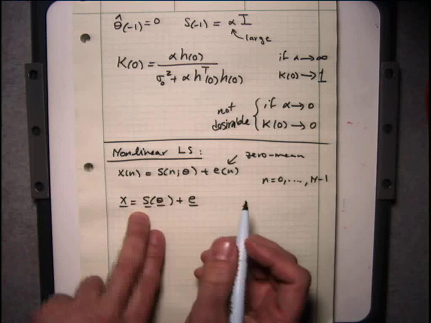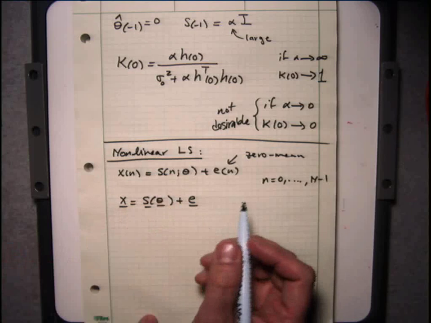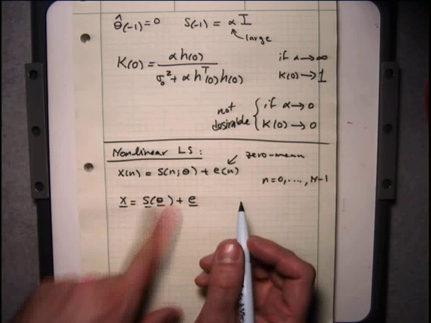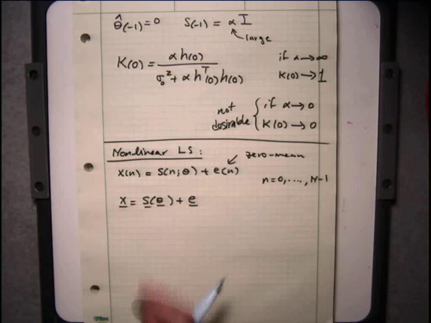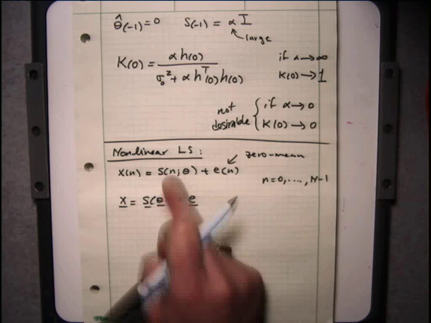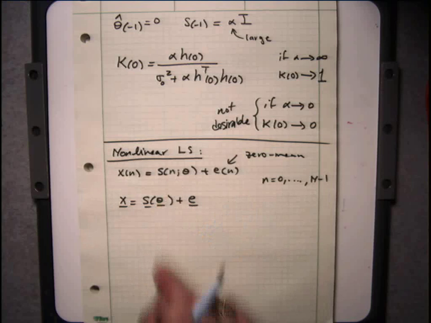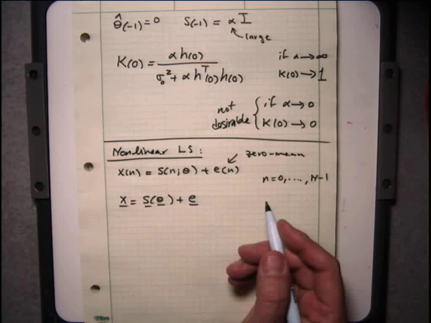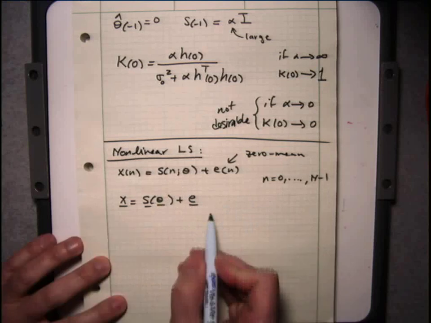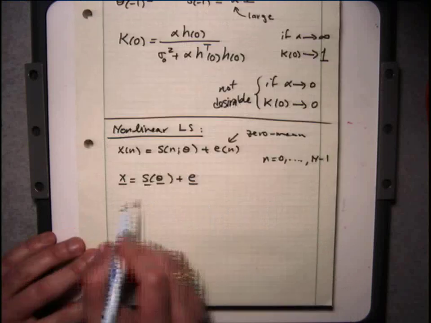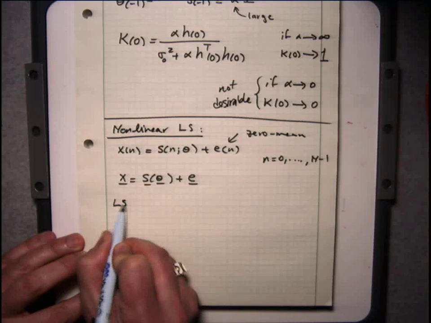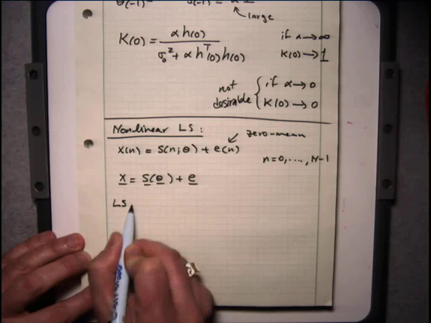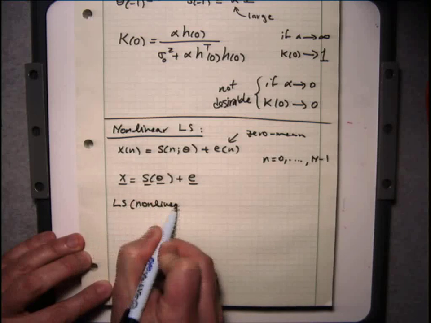Now this s is itself a vector. It's a vector function of a vector parameter. Okay? You have a bunch of s's for 0 to n minus 1, and you have a bunch of thetas, theta 1 through theta p, let's say. Okay? All right, so with this setup, then what we can do is write a standard least squares problem, except for the fact that in this case it'll be nonlinear.